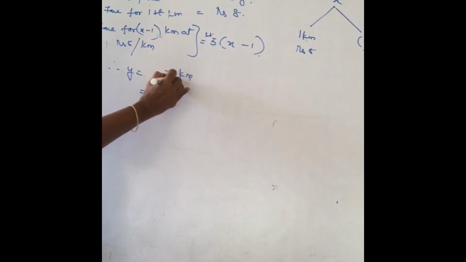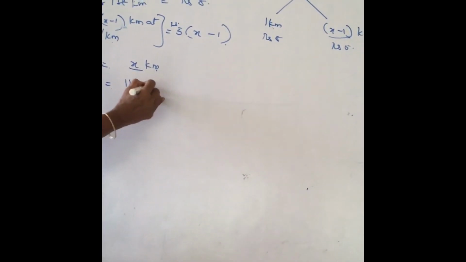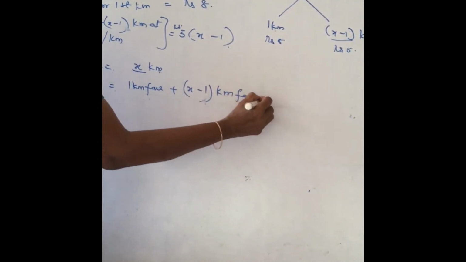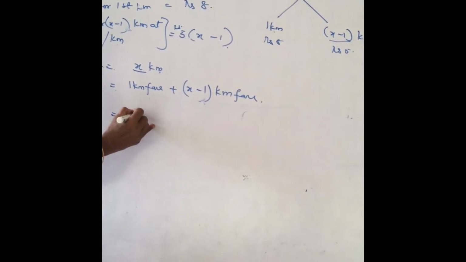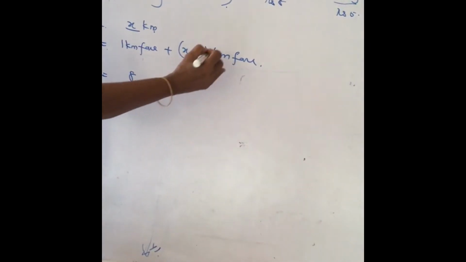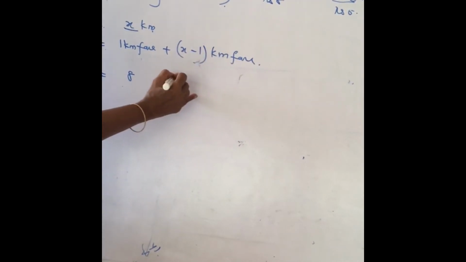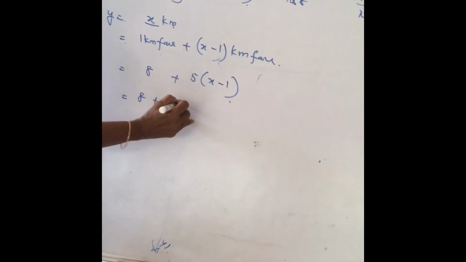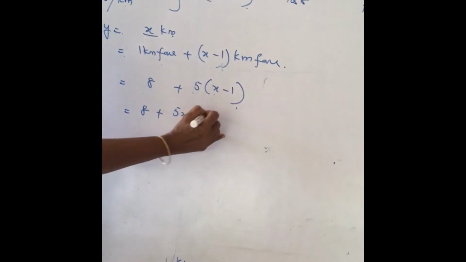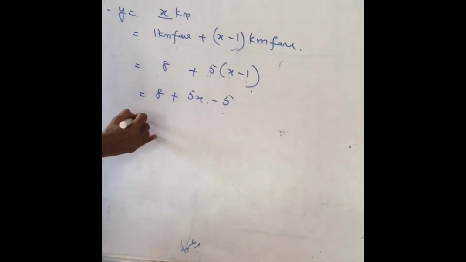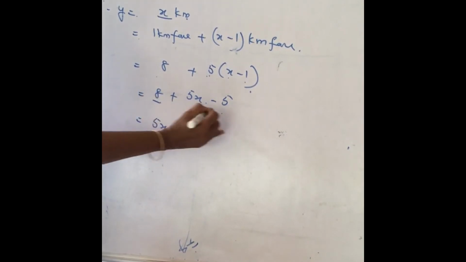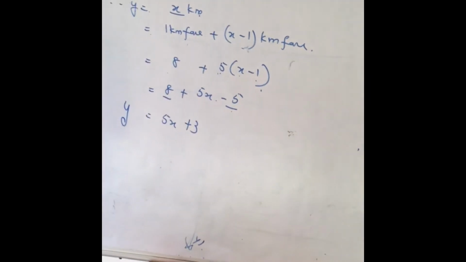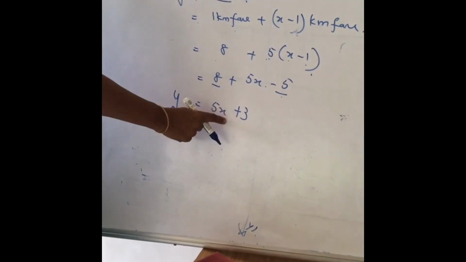And how is this x divided, children? 1 kilometer fare plus x minus 1 kilometers fare. What is 1 kilometer fare, children? 8 rupees. And for the remaining, what are you going to pay? 5 rupees. Expand, children. 5 into x, 5x. Plus into minus, minus. 5 into 1, 5. So these are numbers. 8 minus 5 is equal to 3. And your equation is y equal to 5x plus 3.